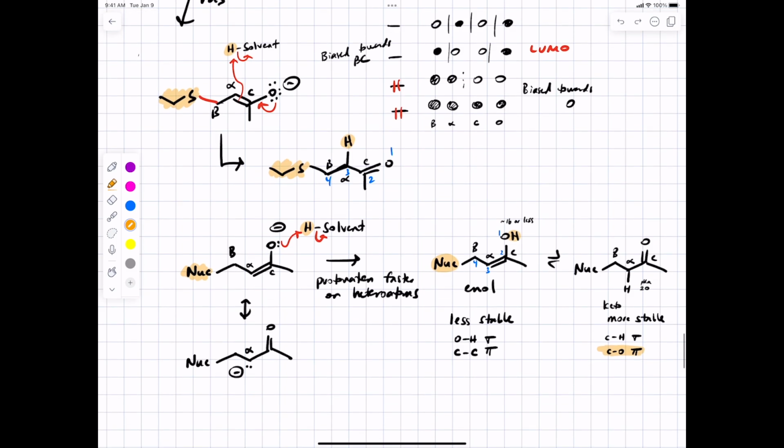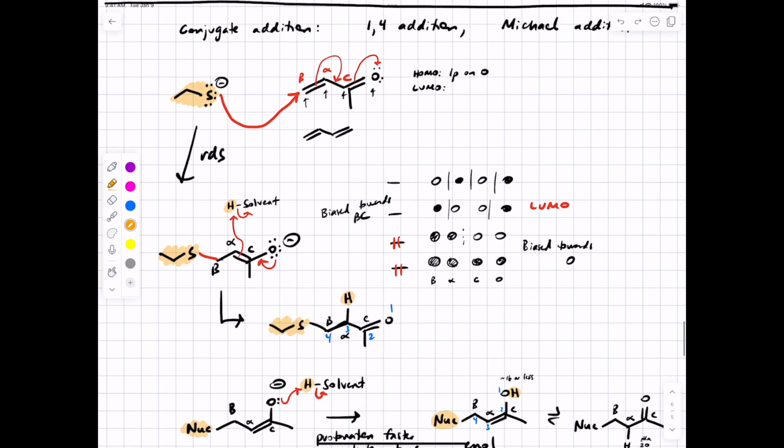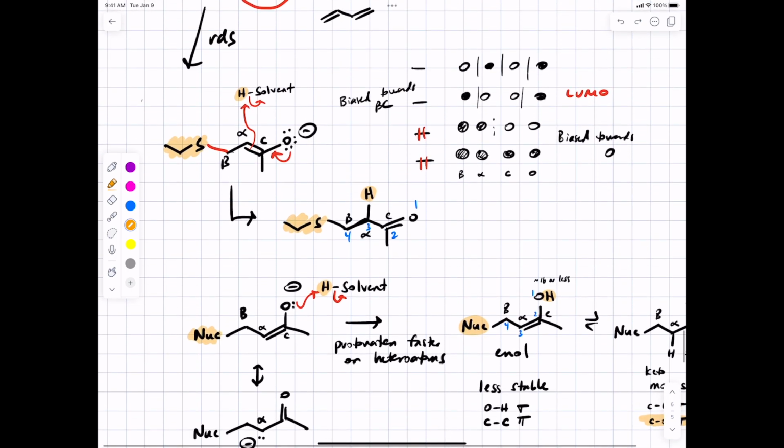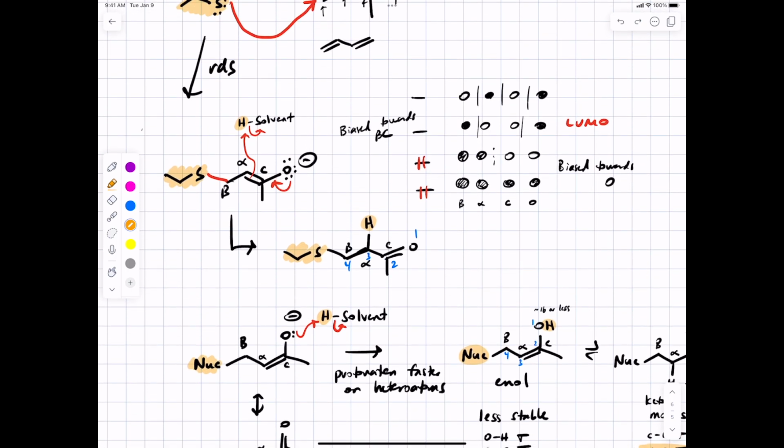Let's say just a little bit in the last minute or two about 1,2 addition versus 1,4 addition. 1,4 addition is conjugate addition. 1,2 addition is where a nucleophile attacks at the carbonyl carbon. So we should talk about what makes one preferred over the other. In the introductory OChem course, you may have memorized that cuprates attack at the beta carbon, and that organolithiums and Grignards attack at the carbonyl carbon.